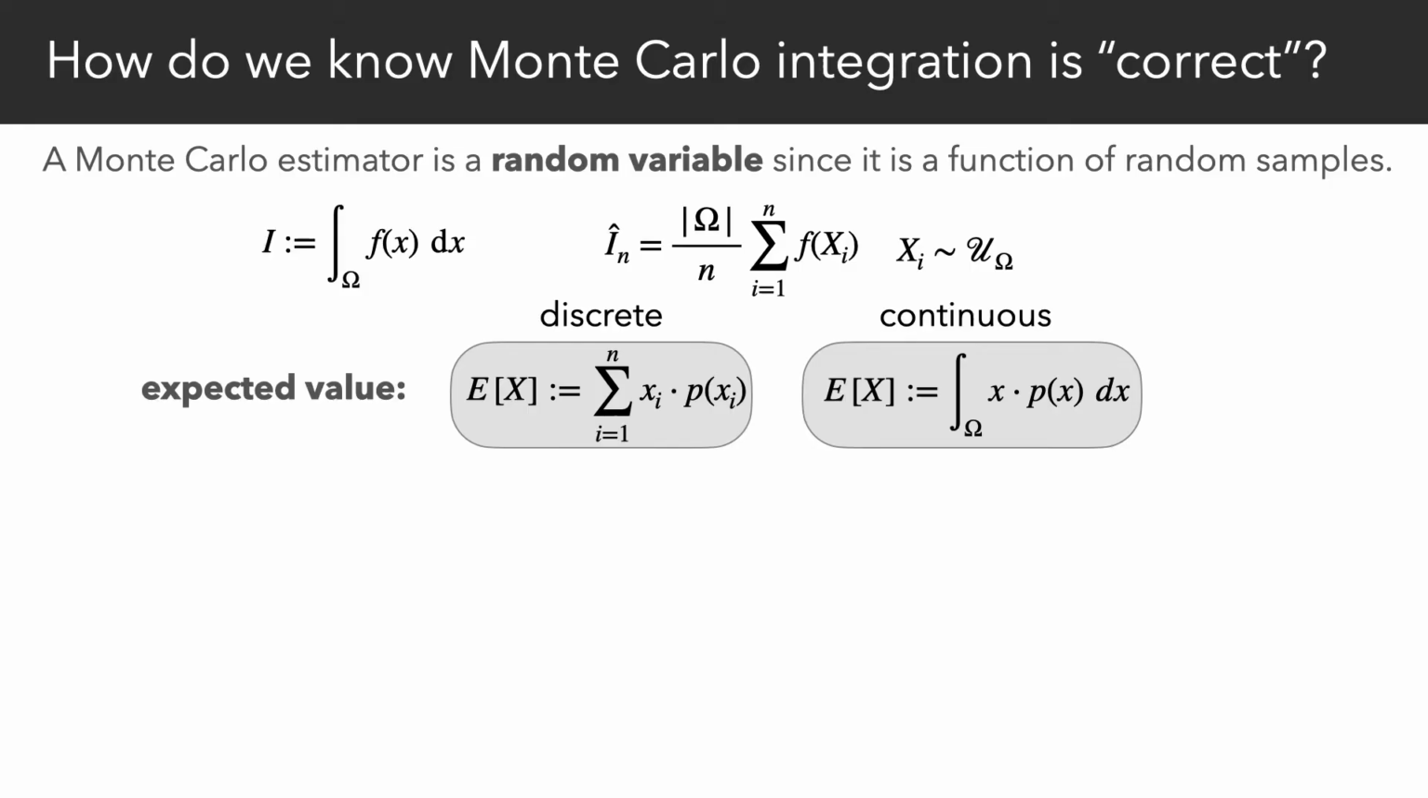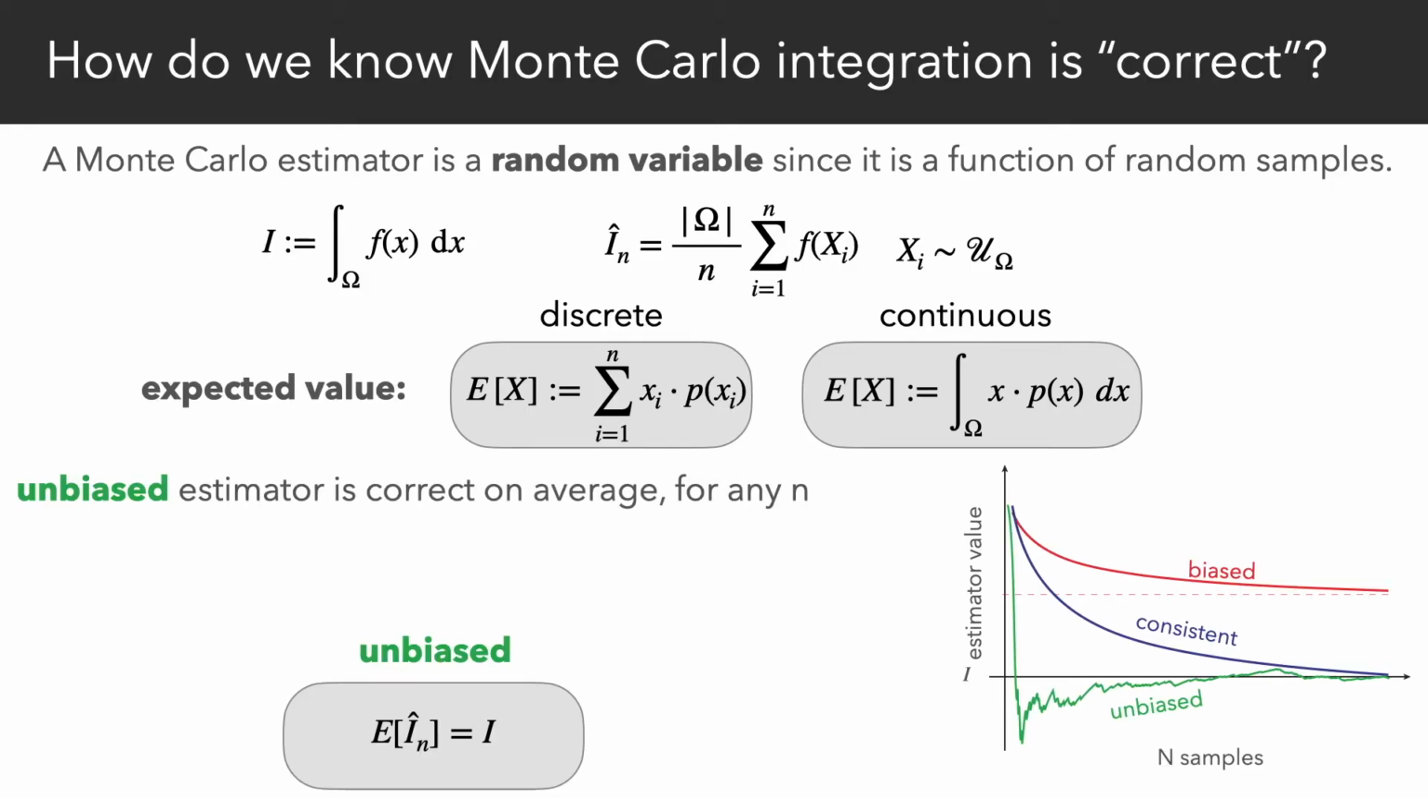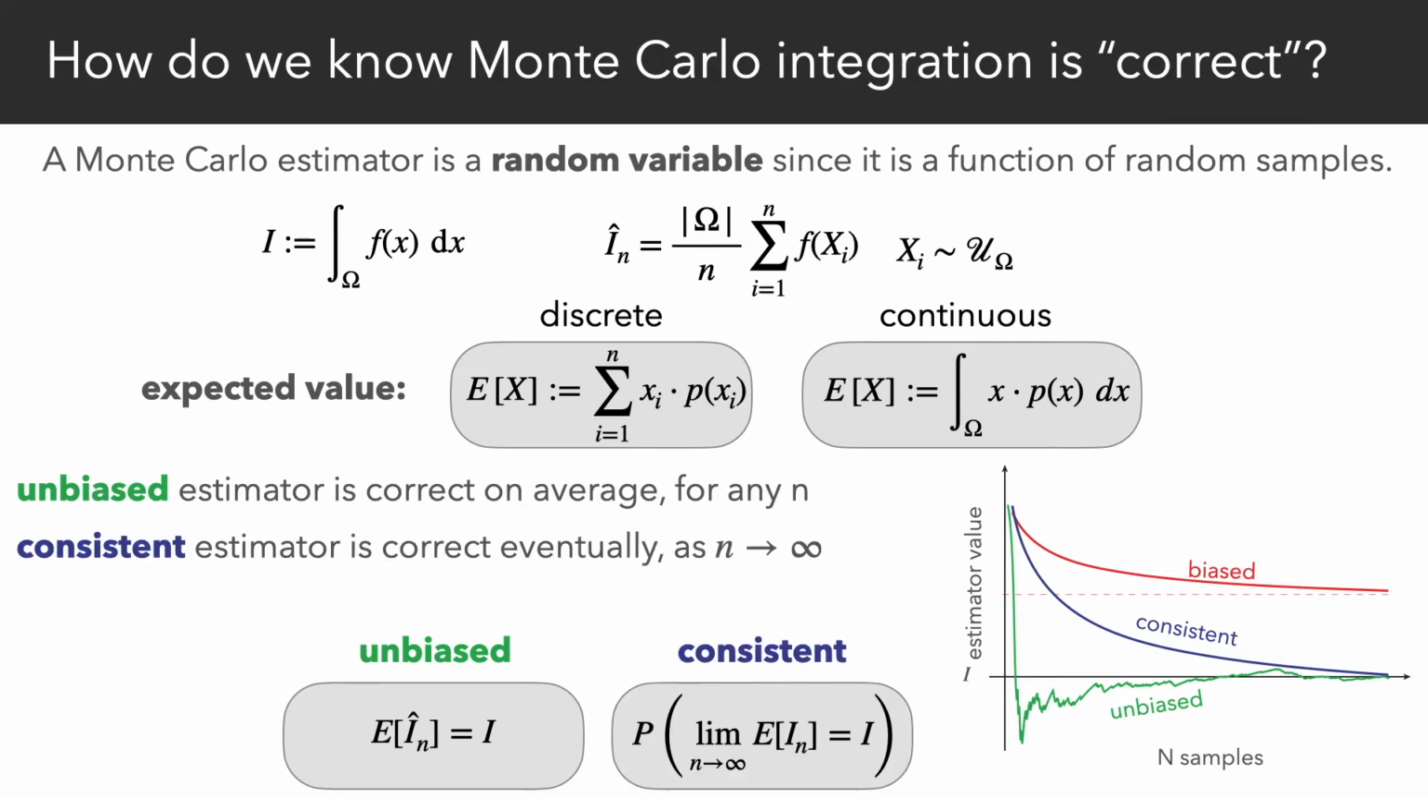So we say that a Monte Carlo estimator is unbiased and hence correct if its expected value is equal to the true integral. And this is a really strong definition because it will hold for any number of samples. Even if we take a single sample, we expect that the expected value of the estimator will equal the true integral. A slightly weaker definition of correctness is consistency, which says that the estimator approaches the true integral as the number of samples increases. And finally, we say that an estimator is biased if it converges to some value that is not the true integral.